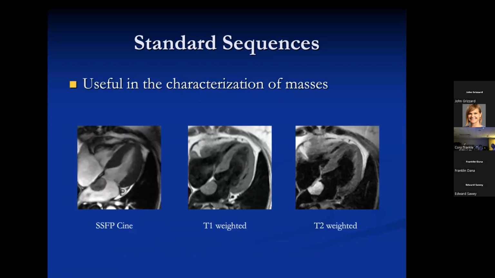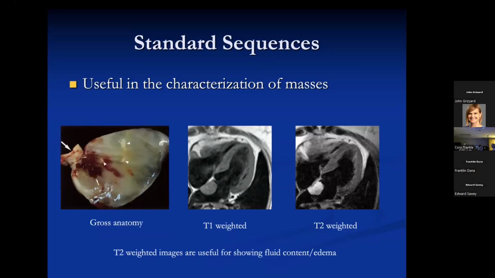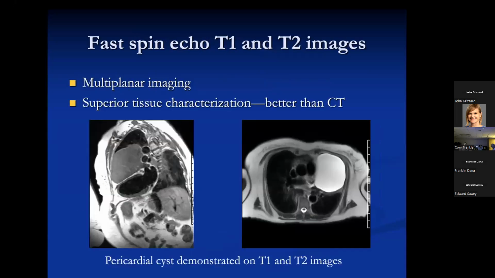T1 images are more useful for showing basic anatomy, T1 properties, but mostly are useful in cases where you're trying to evaluate for contrast passage. Here's a cyst. Notice how it's kind of isointense on the T1 image on the left. On the T2 image on the right, it's quite a bright cyst, pretty obviously fluid.